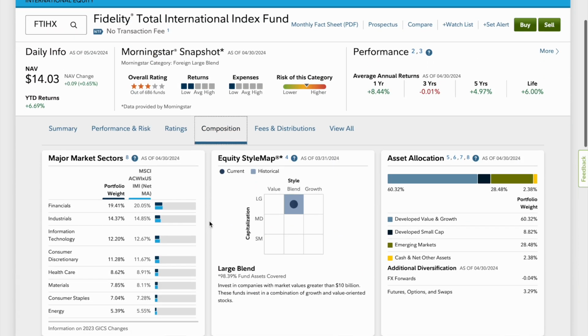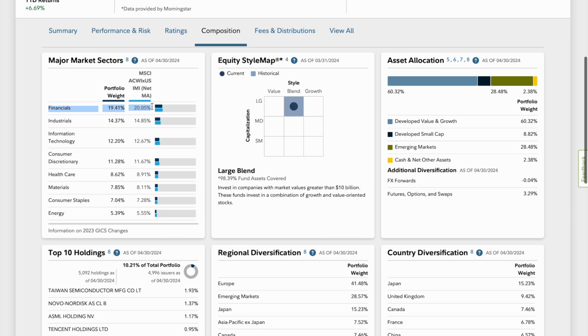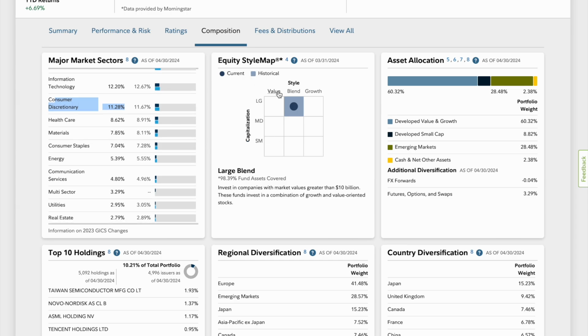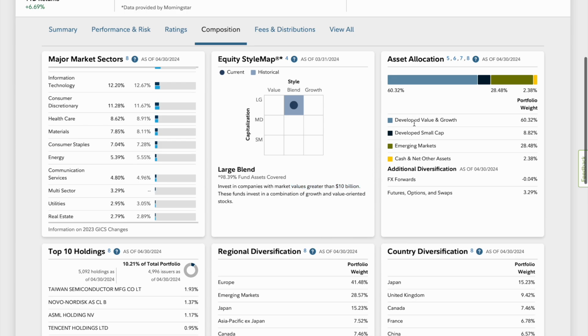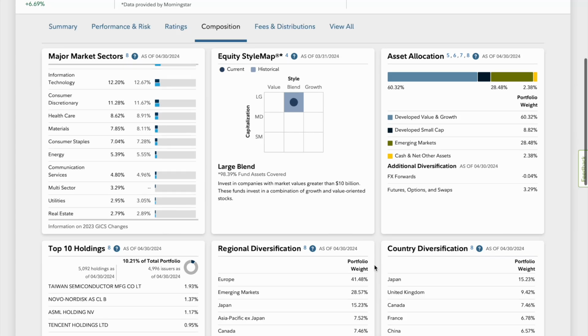I want to review the composition so you can see, because this is more important in my opinion. When you look at it here, financials 19%, industrials 14%, technology 12%, consumer discretionary 11%, and the list goes on there. When you look at the equity style map, it's a value and growth, large cap, greater than 10 billion. But this is the part that I like about it the most. The developed value and growth is 60%, developed small cap 8%, and emerging markets at 28.48%. That's what I'm looking for. I want to have not just developed, but I want emerging markets as well. So I definitely enjoy that Fidelity has that within this fund.